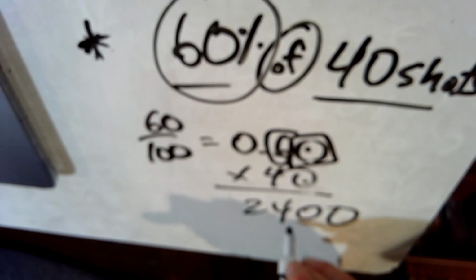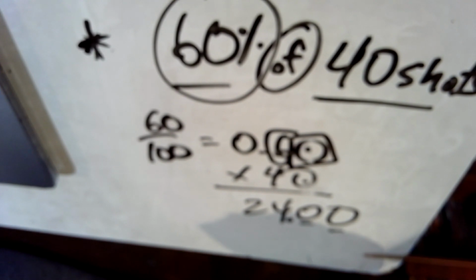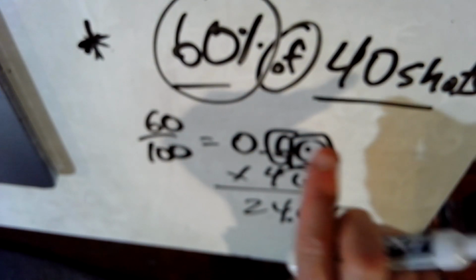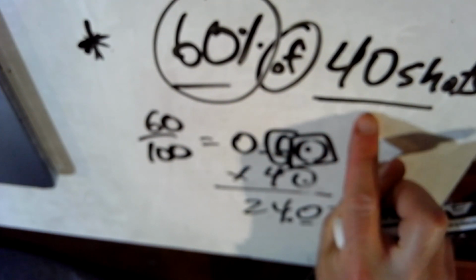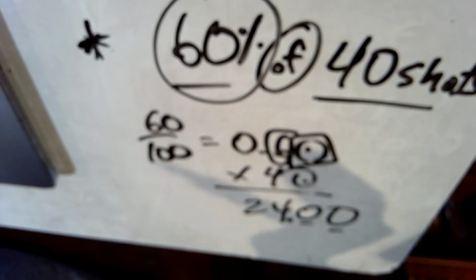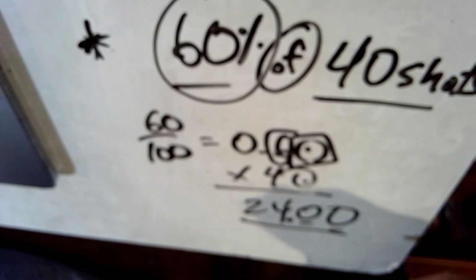Well, let's check. There are 2 digits behind the decimal in the question. There have to be 2 digits behind the decimal in the answer. 24, that makes sense. 60% is a little bit more than half. A little bit more than half of 40. 24 makes sense. They would have made 24 shots.